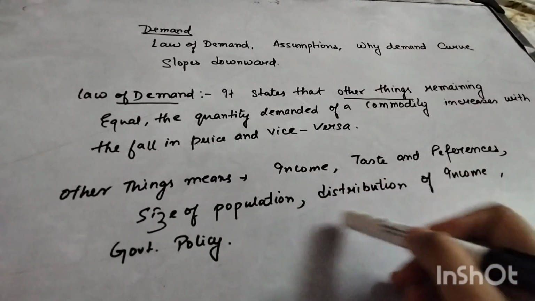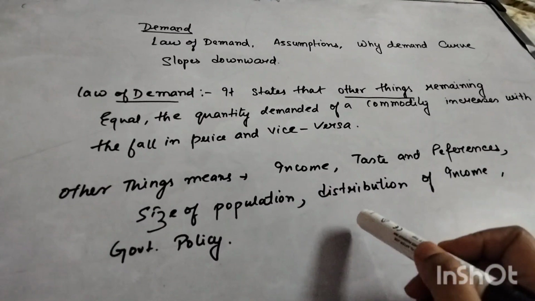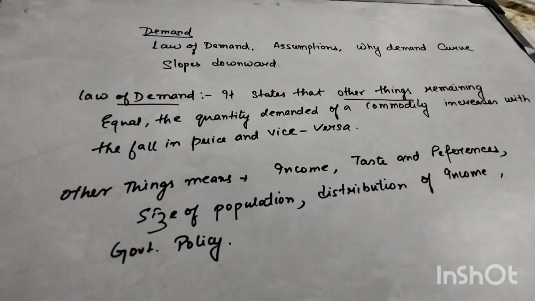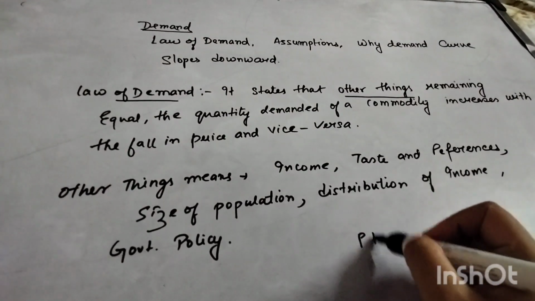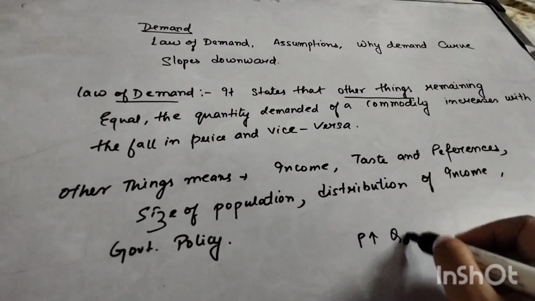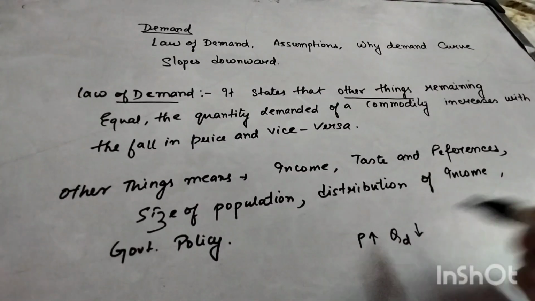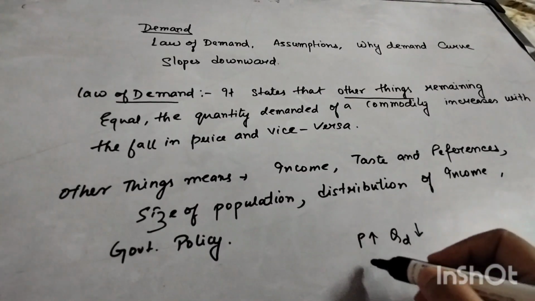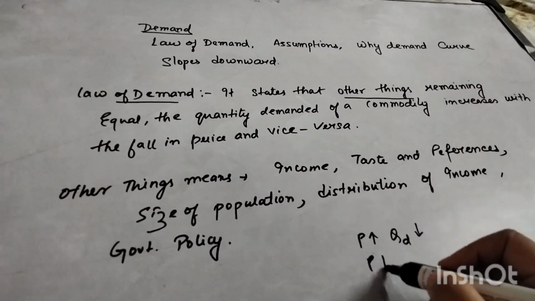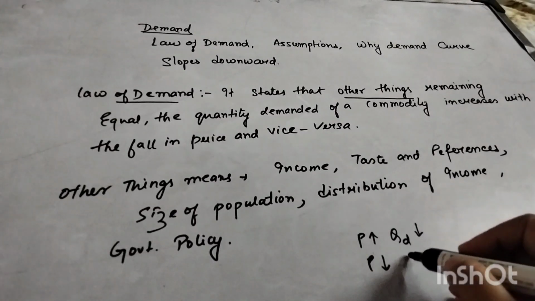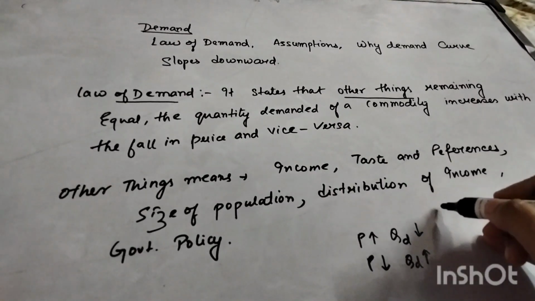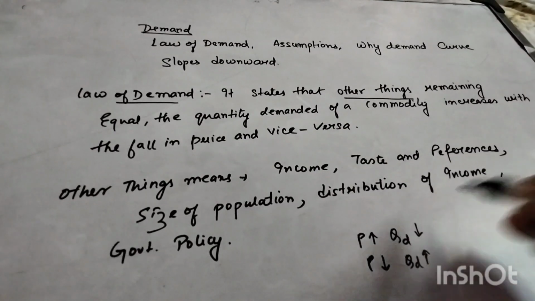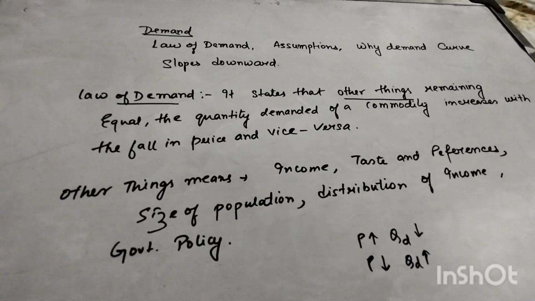When these things remain constant, only when the price of the commodity increases, the quantity demanded of that commodity will decrease. And the opposite, when the price falls, the quantity demanded increases. That is why we can say the shape of the demand curve is always downward sloping.